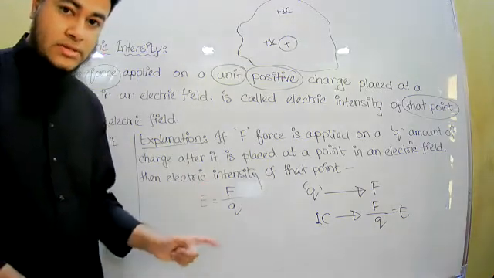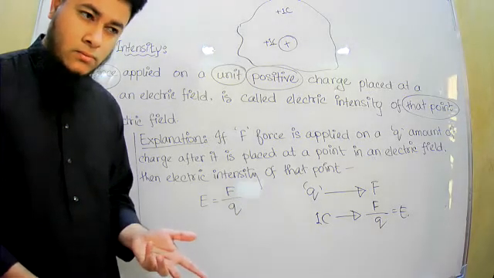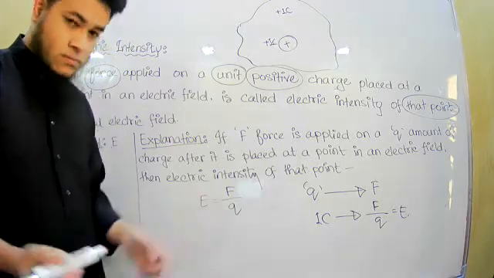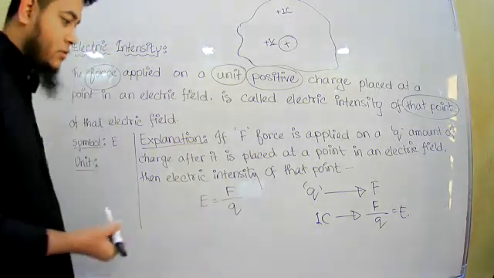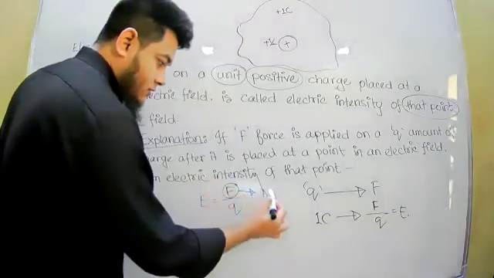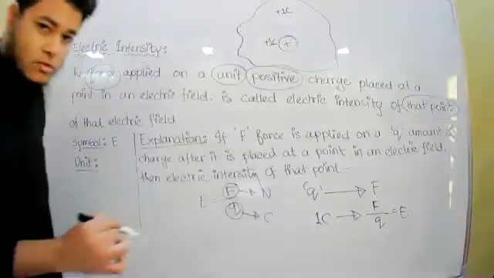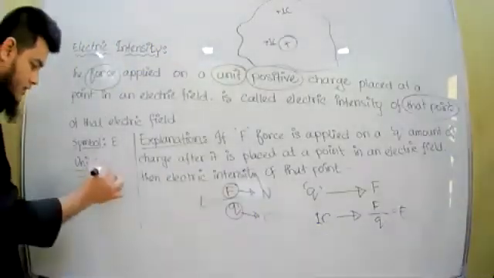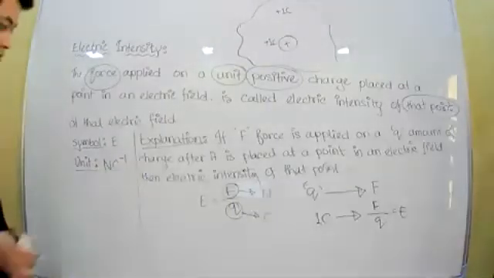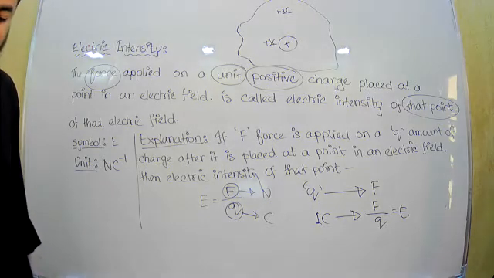Now from this, sir, what is the unit? Newton per coulomb, maybe. Very good. Yes, Newton per coulomb, because force has a unit of Newton and charge has a unit of coulomb. So Newton by coulomb or Newton per coulomb, and C inverse. Very good. So this is the unit of electric intensity. Anybody has any doubt?